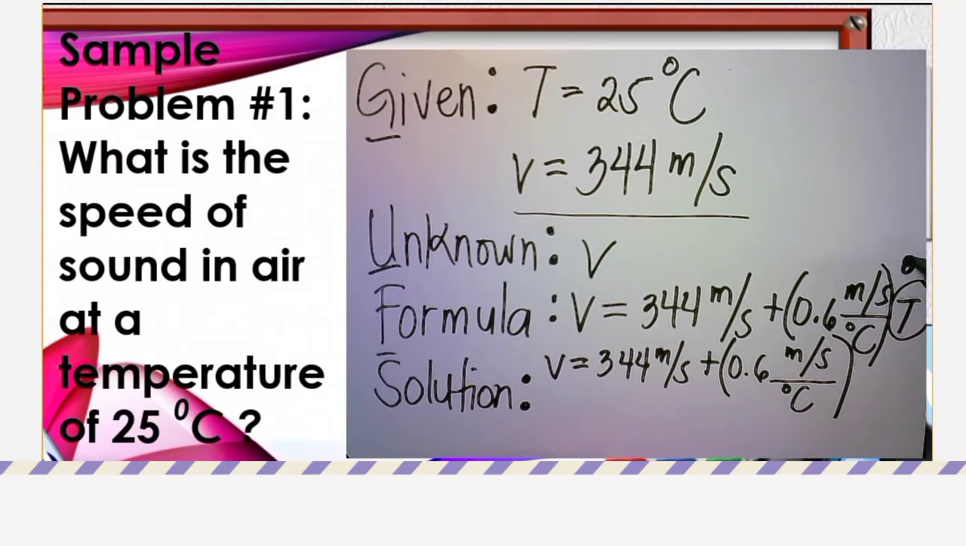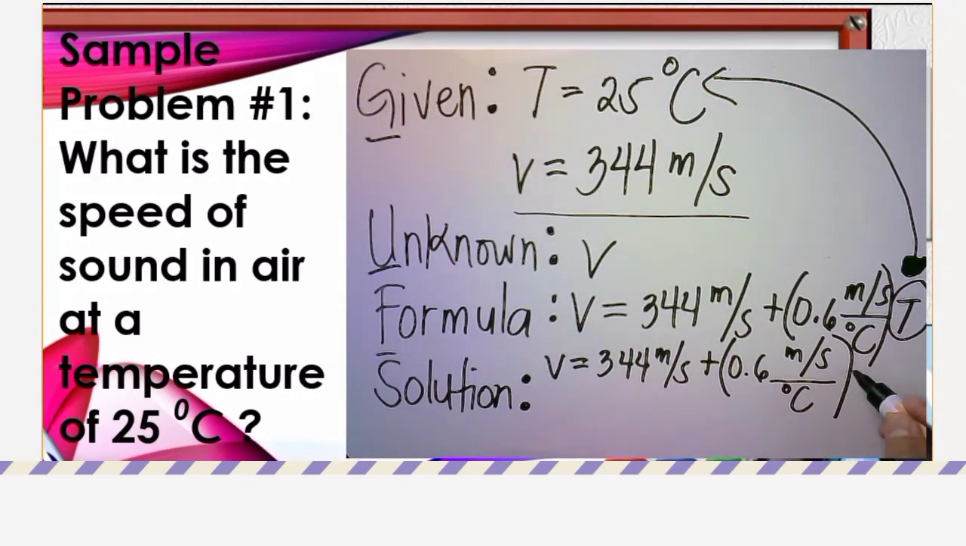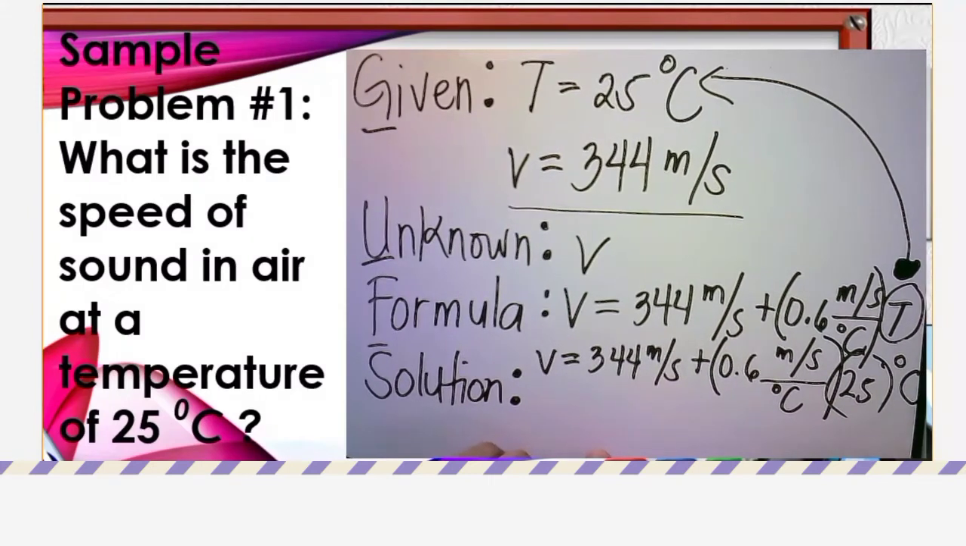What should be the value of this one? We need to substitute this into 25 degrees Celsius. So it should be 25 degrees Celsius. Now we need to cancel this same unit because we are looking for the speed of sound at a temperature of 25 degrees Celsius.